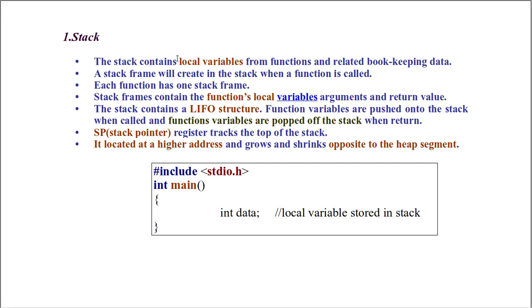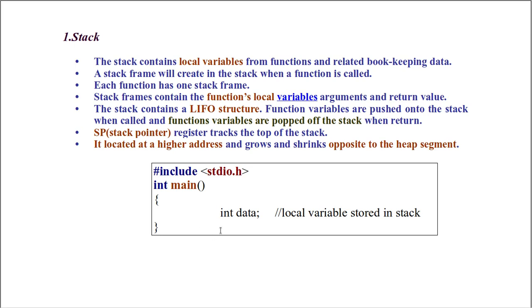When we are talking about stack, it consists of local variables from functions and related things. Similarly, stack follows the LIFO structure. LIFO means last in, first out. For example, when we are keeping notebooks together, we put the second on the first, the third above the second, the fourth above the third. But when we want to take a notebook for study, we take the fourth first, then the third, then the second. This is stack, last in, first out. So this is how variables are stored in stack.